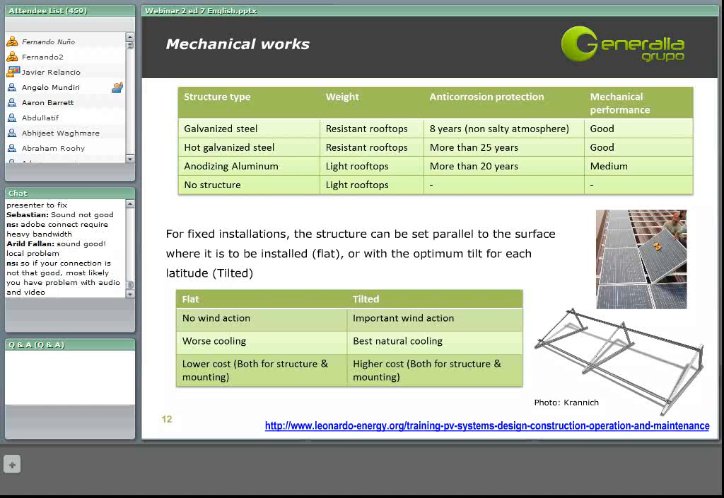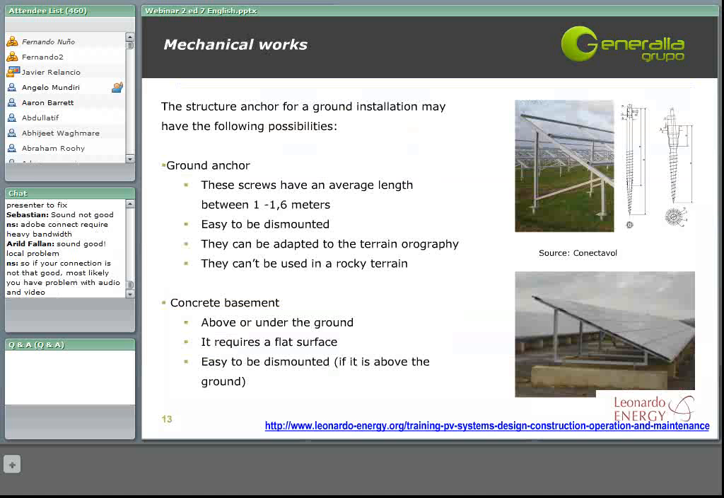A critical issue during the structure installation is its anchoring to the ground or to the roof. In ground type facilities, we have two possibilities: one, the ground anchoring system, and two, the concrete basement system. For ground anchoring systems, the main advantages are that the structure is quite easy to dismount, and that we can easily adapt it to the terrain orography.